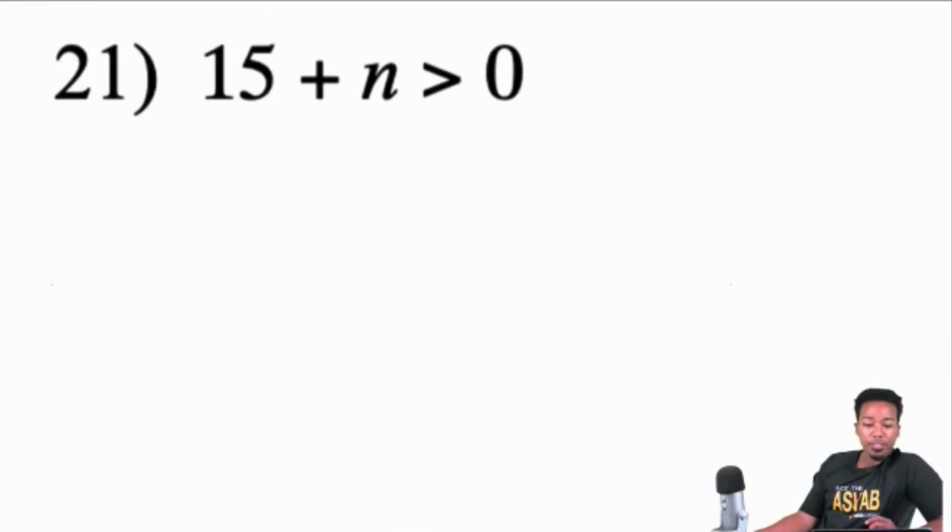So let's just go ahead and check this out here. So we have 15 plus n is greater than 0. Sorry, Joe, I'll come back at the end for that one. So here, 15 plus n is greater than 0. Everybody, true or false? The goal is to get n by itself. True or false? Right. That's true. That is the goal.